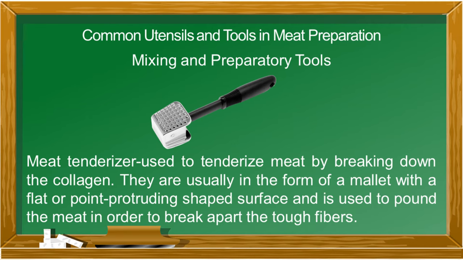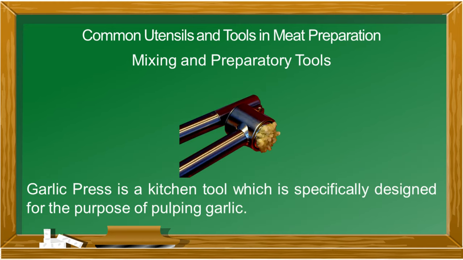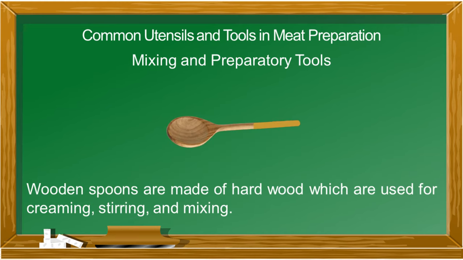They are usually in the form of a mallet with a flat or pointed protruding surface and are used to pound the meat in order to break apart the tough fibers. Garlic press. A garlic press is a kitchen tool which is specifically designed for the purpose of pulping garlic. Wooden spoons. Wooden spoons are made of hardwood, which are used for creaming, stirring, and mixing.